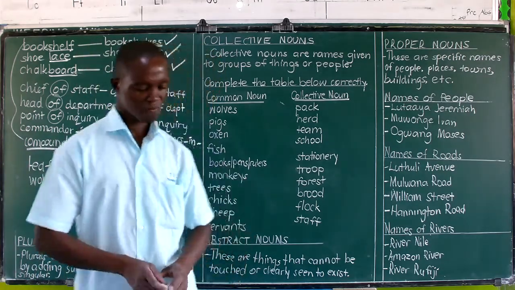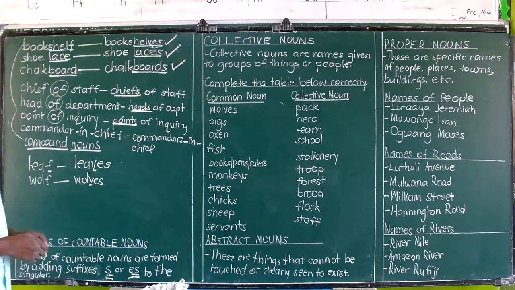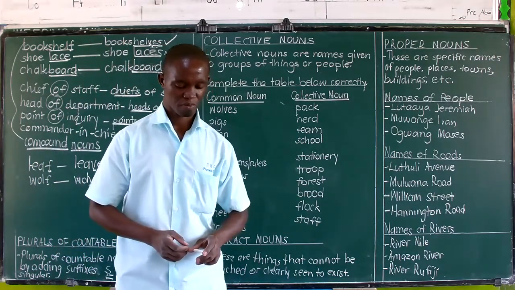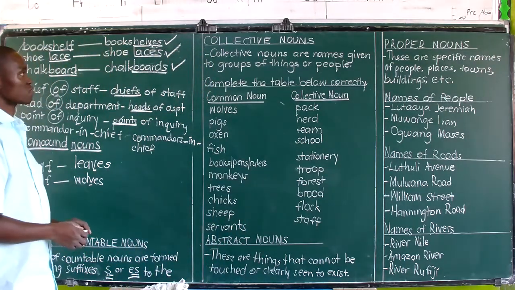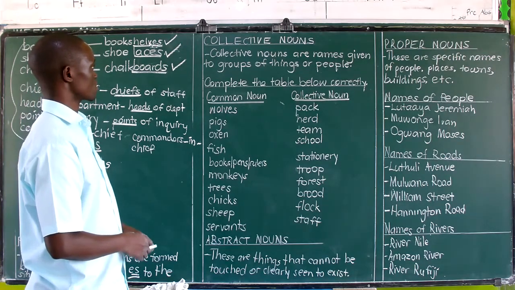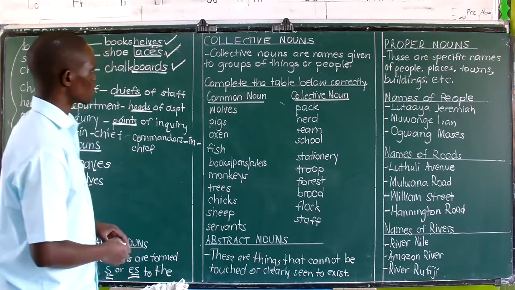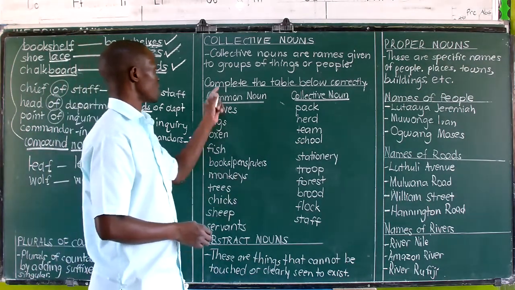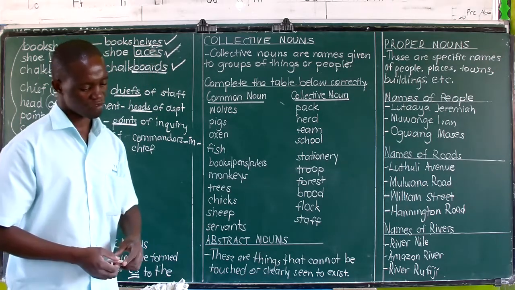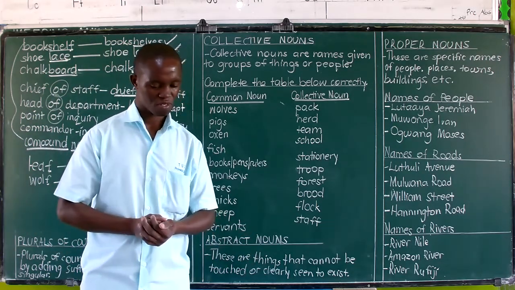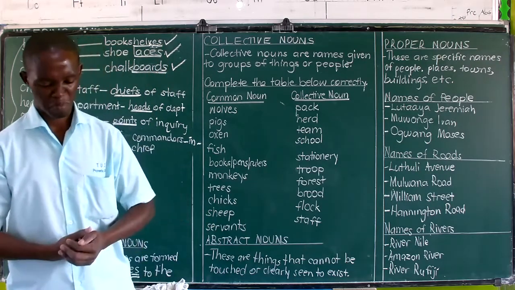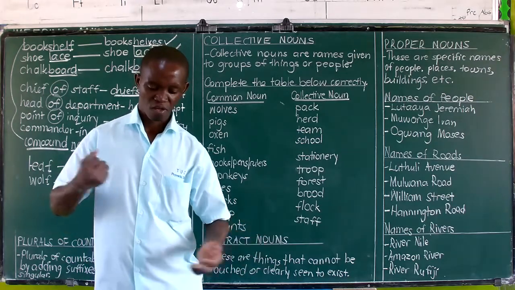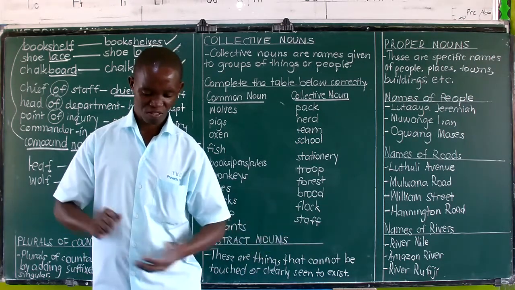So right now, allow me to take you straight to collective nouns. Collective nouns are on which page? Page 74. That's where you have stuff about collective nouns. Collective nouns are names given to groups of things or people. We have examples of collective nouns in our book, a very big list, in fact very many lists. We have collective nouns that are connected to people and those that are connected to other things.